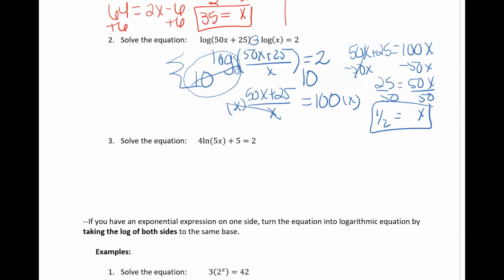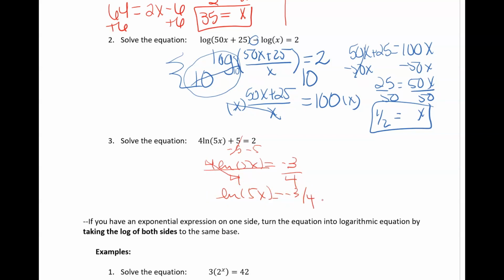Let's finish this up. So solve the equation. 4 ln of 5x plus 5. So the first thing I'm going to do is I'm going to subtract 5 to move that plus 5 over. So I get 4 ln of 5x equal to -3. And then I'm going to divide both sides by 4 to get rid of that multiplication by 4. So I get ln of 5x equal to negative 3/4.